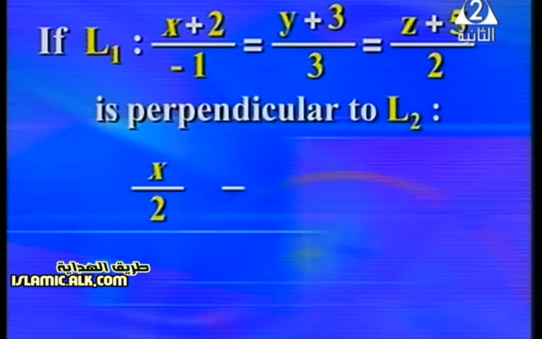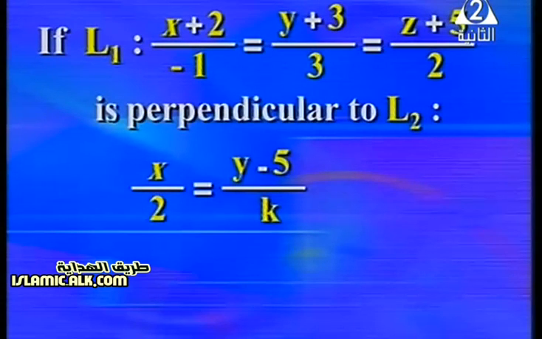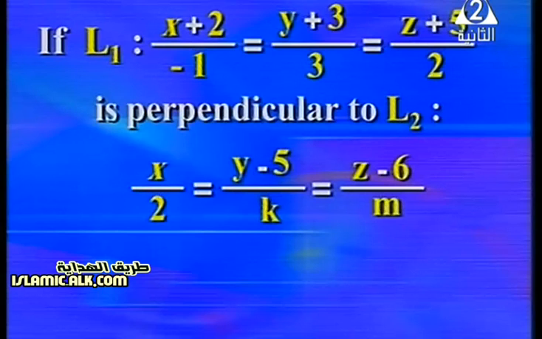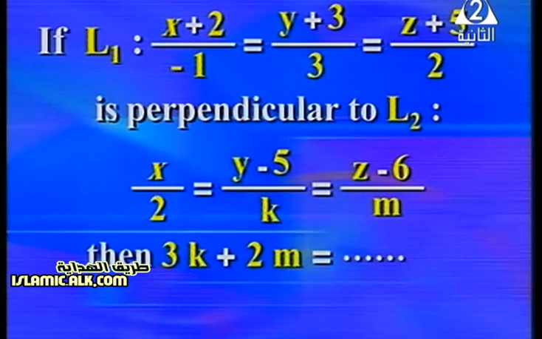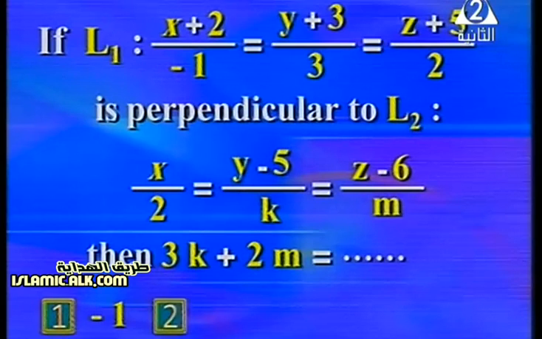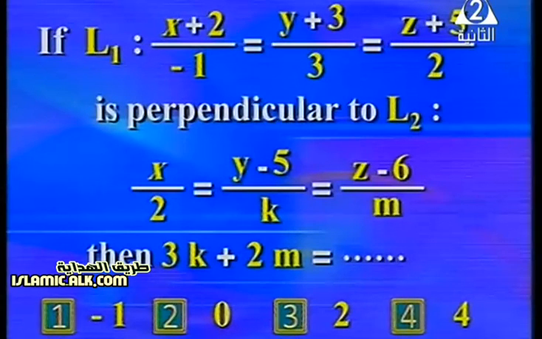Dear student, if we have (x plus 2) over negative 1 equal (y plus 3) over 3 equal (z plus 5) over 2, this equation of the first line is perpendicular to the second line L2. Its equation is x over 2 equal (y minus 5) over k equal (z minus 6) over m. Then what is the value of k and m, or what is the value of 3k plus 2m? Options: negative 1, 0, 2, or 4.